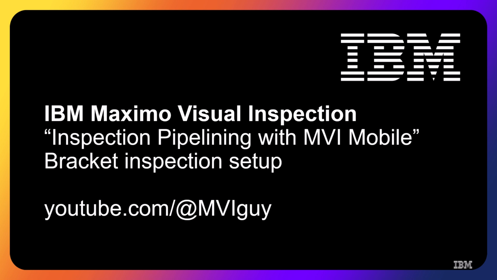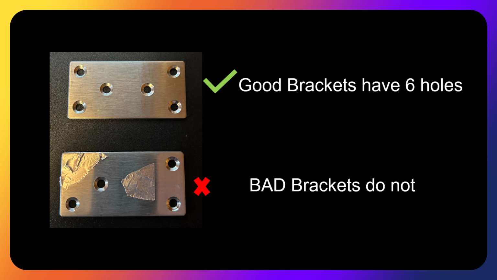Alright, in this video we're going to show you how to set up pipelining. And we're going to use the bracket inspection demo that we have published out here on YouTube already. Just a quick reminder, in this demonstration we're inspecting brackets. The reason we're using pipelining is because we don't know how many brackets might show up in front of the camera, and we want to inspect every bracket in isolation.